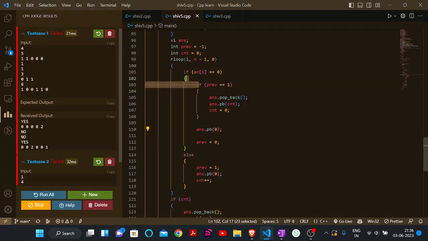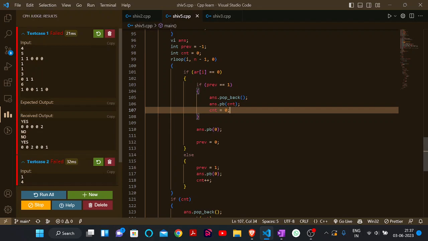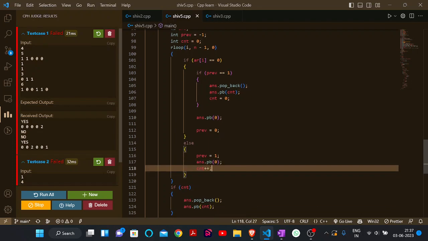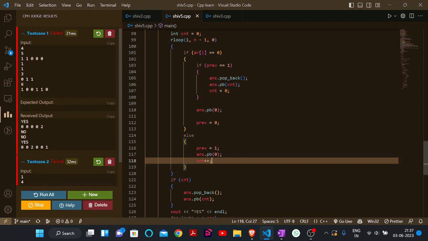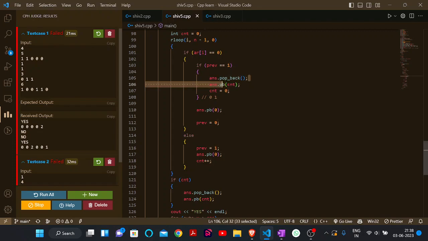So if the previous was 1, then pop that, because you inserted at the 0th position, which is not correct. You have to insert at the count position, and then we make the count 0. If you are getting 1, and the previous was 1, insert 0 and count plus plus. So the idea is that at every position you are inserting 0. But if anywhere the current element is 0 and the previous element, which is to the right side of this 0, was 1, then you know that for that one I inserted 0 at the 0th position, which is not correct. So for that you pop the back element.